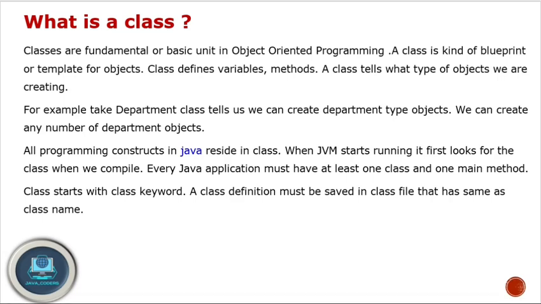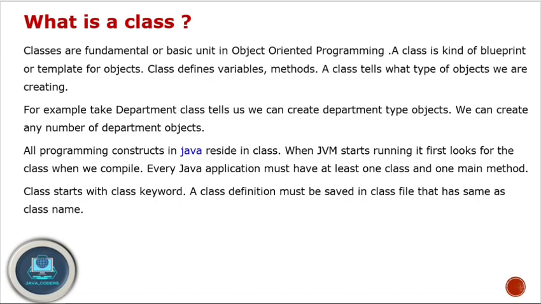What is a class? Classes are the fundamental or basic unit in object-oriented programming. A class is a kind of blueprint or template for objects. A class defines variables and methods. A class tells what type of objects we are creating. For example, take a department class: it tells us we can create department type objects. We can create any number of department objects.